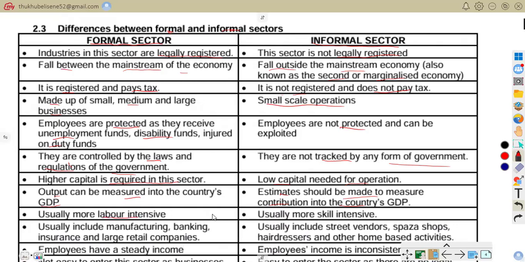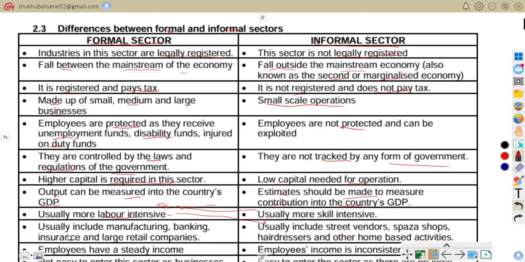There is an error here, because this one is supposed to come this side and this one this side. They made an error on these notes, because when you talk of the formal sector, it is usually more skill intensive. When you talk of the informal sector, it's usually more labor intensive. So we know for sure that formal needs skilled workers, but informal is more labor-based.